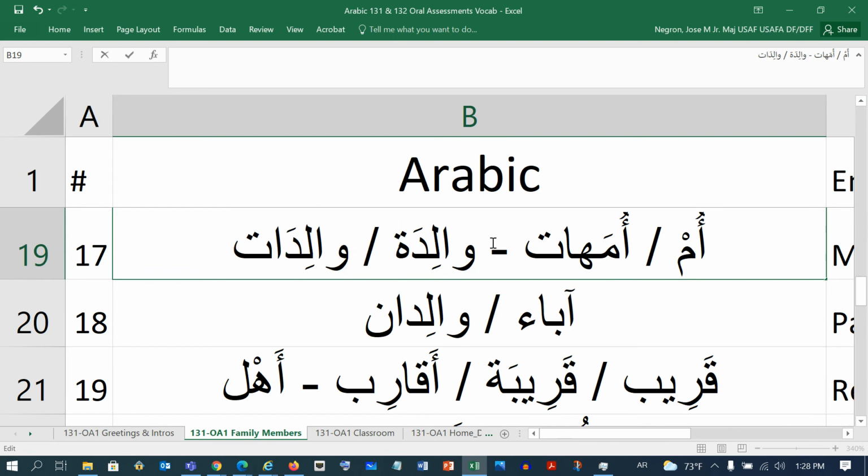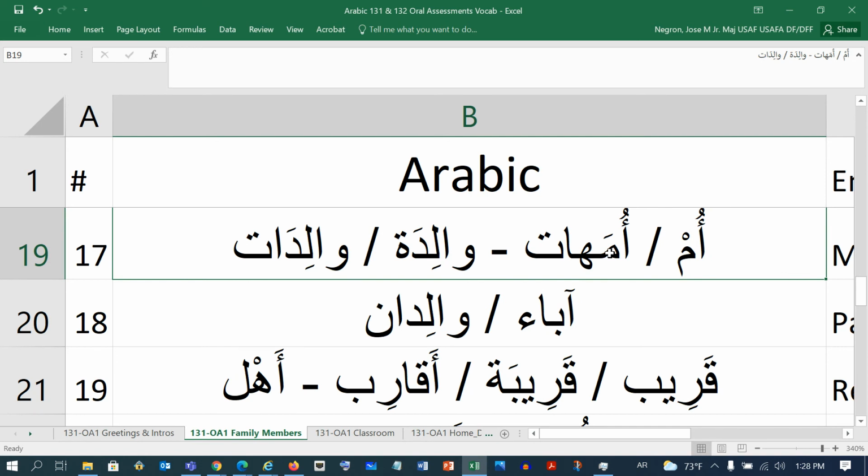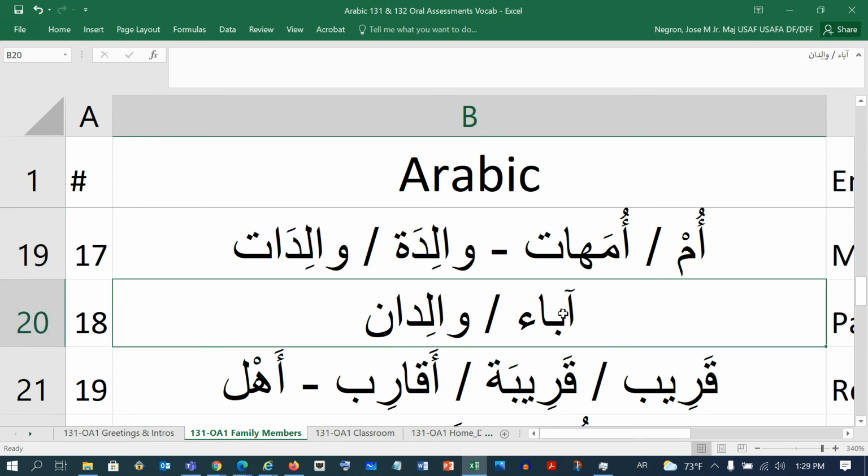Now, the plural forms of these two words, so the plural form of umm is ummahat, and then the plural form of walida is walidat. We talked about in the previous video that ab is a dad, and then aba, we also talked about that means either dads, a group of them, or parents, just in general, parents, right?